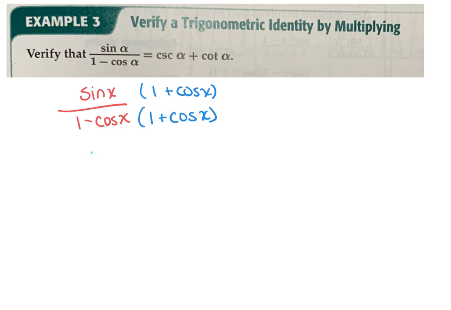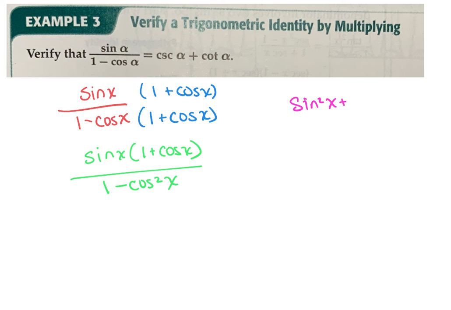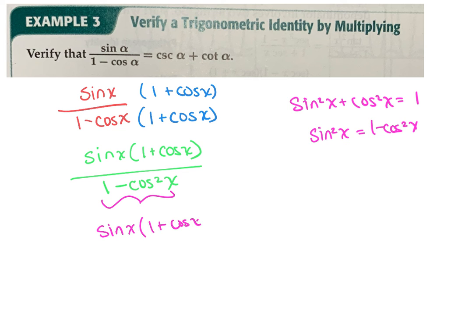So on the top, I just have the sine of x times the 1 plus the cosine of x, right? And on the bottom, I now have a plus b, a minus b, 1 minus cosine squared of x, which again should trigger this little guy here: sine squared of x equals 1 minus cosine squared of x. So I can replace this with sine squared of x. And I have sine of x times 1 plus cosine of x over sine squared of x. That's beautiful. All right.